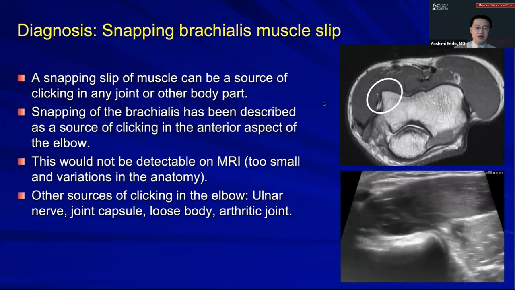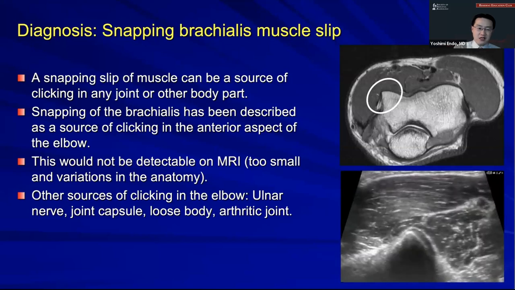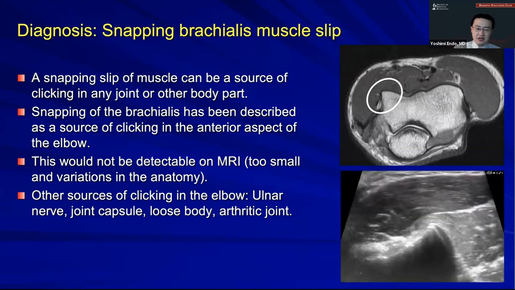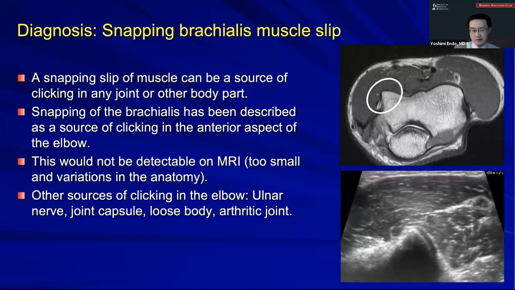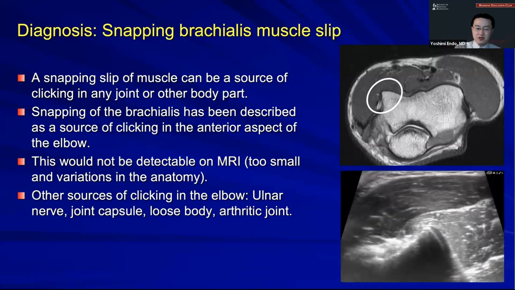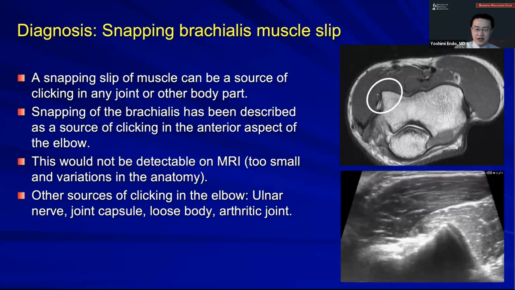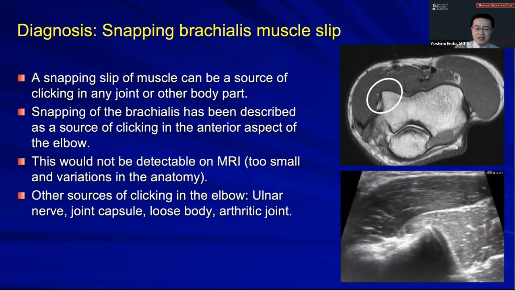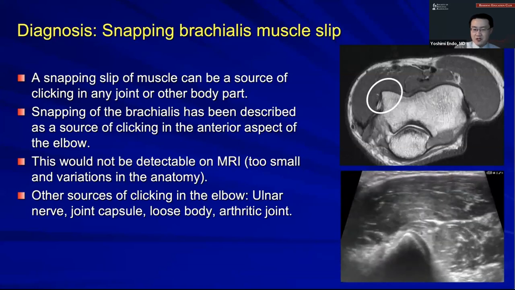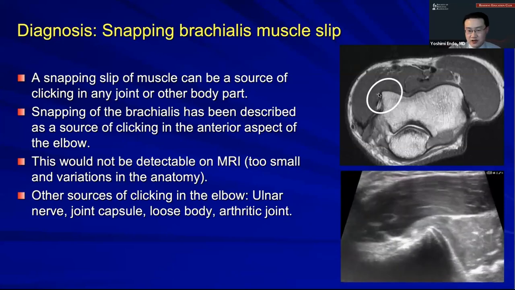Not just in the elbow, but in any part of the body, a slip of muscle can be a source of clicking in any joint or other body part. For the elbow, snapping of the brachialis has been described as a source of clicking in the anterior aspect of the elbow. Again, this is not something that will be detectable on MR. First of all, it's very small. We're talking about just this area here.